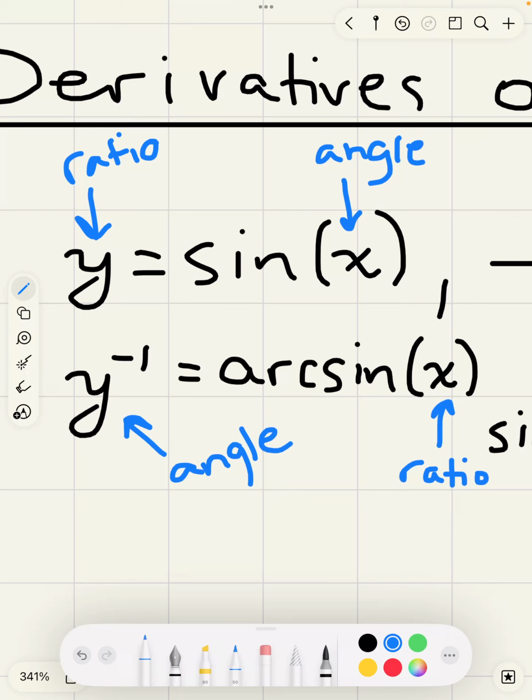Arc cotangent of 5/3 is an angle. Arc tangent of 1 is an angle. So we input a ratio, we get out an angle, and that is the very nature of what inverses are. The inputs and the outputs swap.